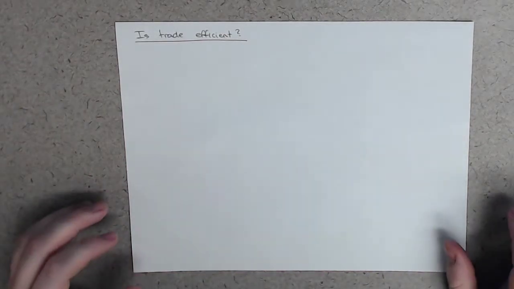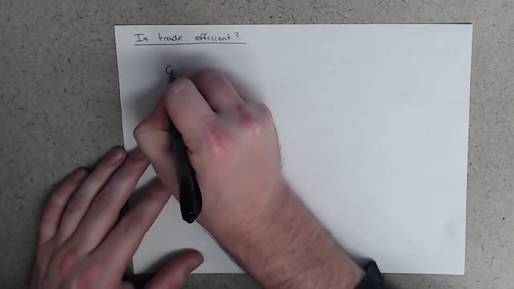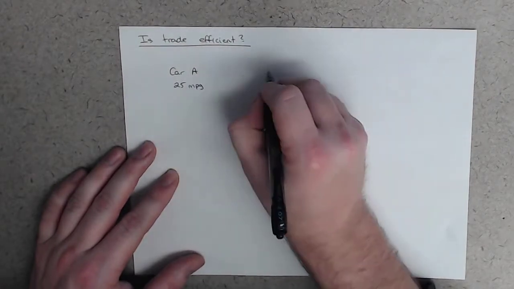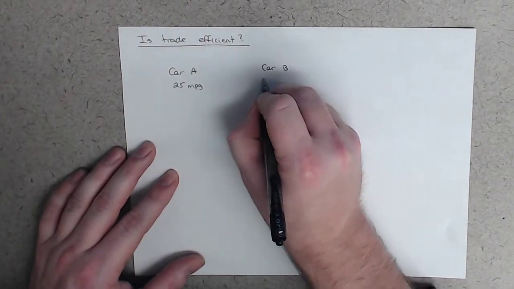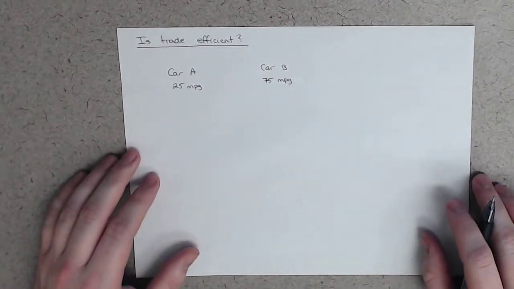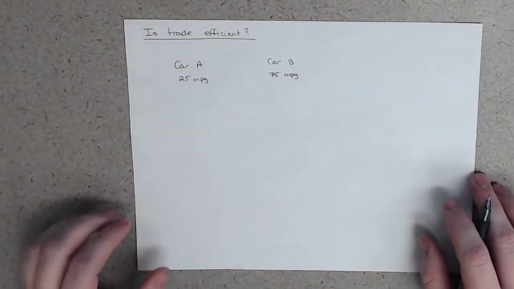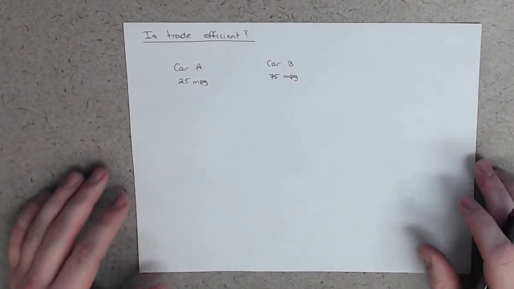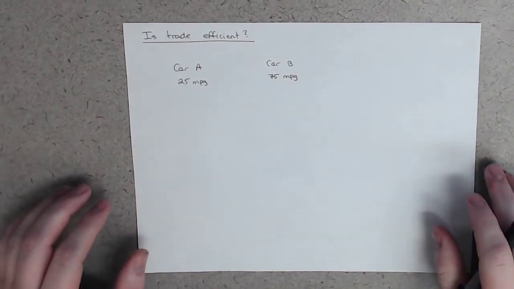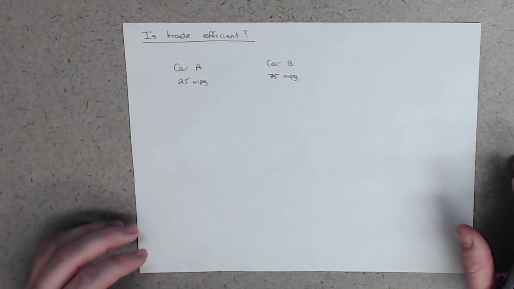So one way to think about efficiency is to talk about, say, cars. So let's say we have two cars. We have car A, which gets 25 miles per gallon, and we have car B, which gets 75 miles per gallon. Okay? So if I were to ask you, which car, A or car B, is more efficient, what would you say? So if you answered that question, no matter how you answered it, you're only half right. Okay? And the reason why you're only half right is because we haven't talked about cost.